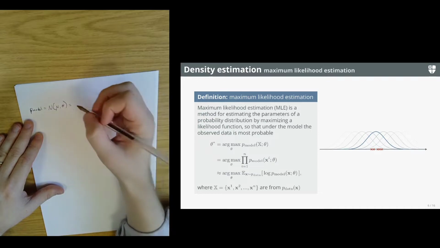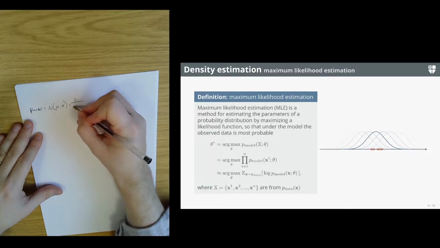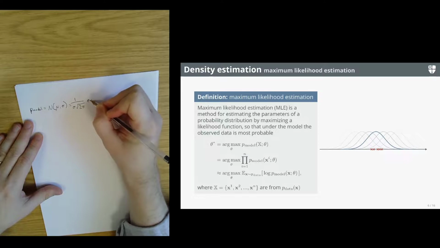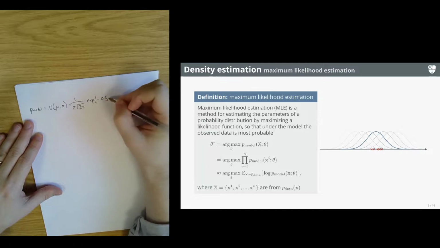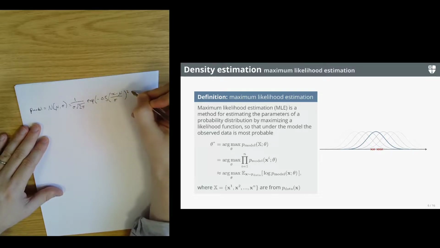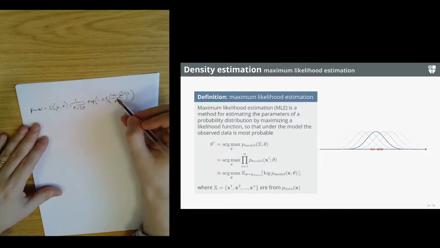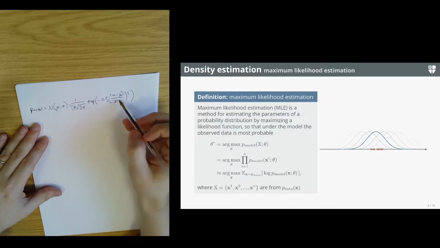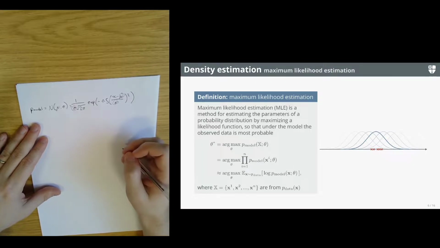Then we get the definition of the normal distribution function, which is 1 over sigma. This is our normalizing constant, which ensures it integrates to 1, times exp of minus 0.5 times x minus mu, which is our translation on the x-axis, over sigma, all squared. So that's the definition of a normal distribution. What we want to do is find the values of the parameters that maximize the likelihood over our observed data, such that it's most probable.